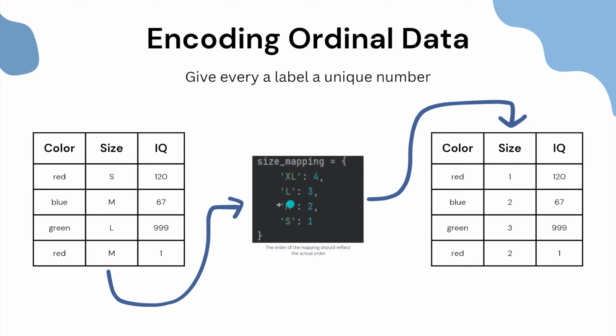So small is 1, medium is 2, large is 3, medium is 2. That's literally it. So that's a really simple way that you can encode ordinal data, ordinal categorical data.